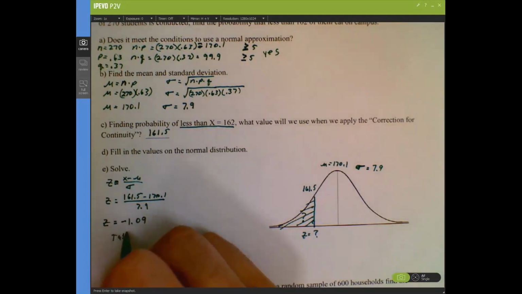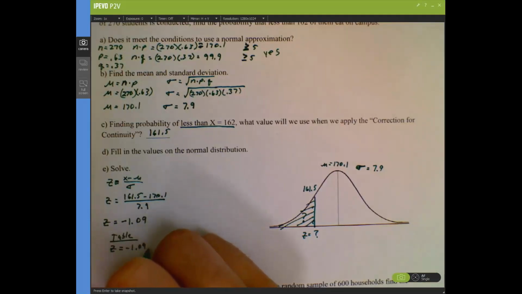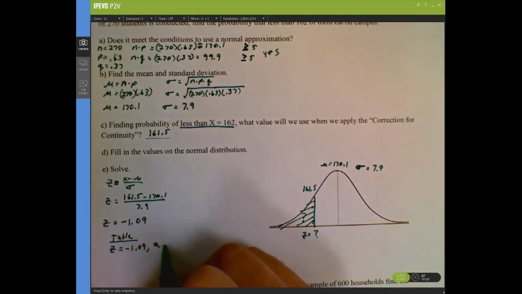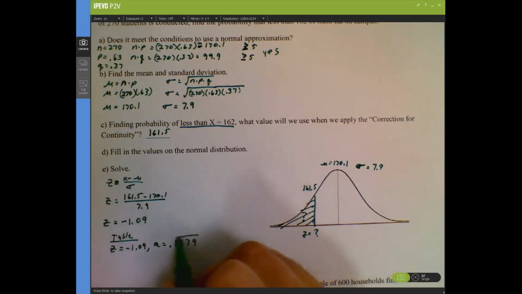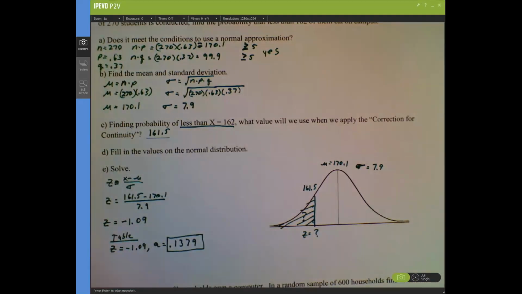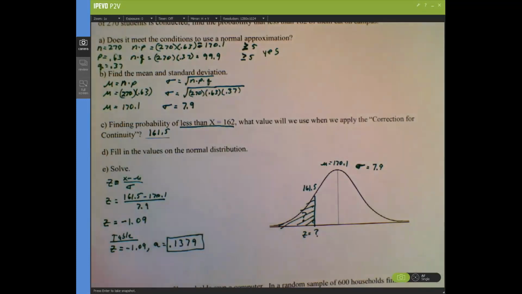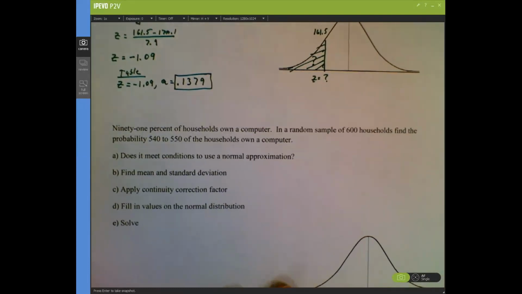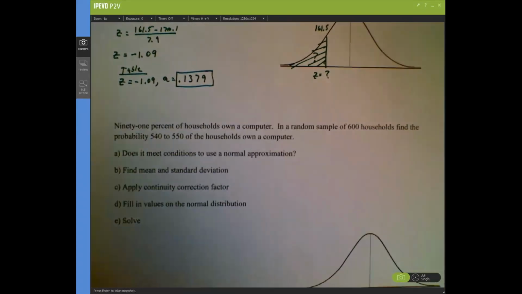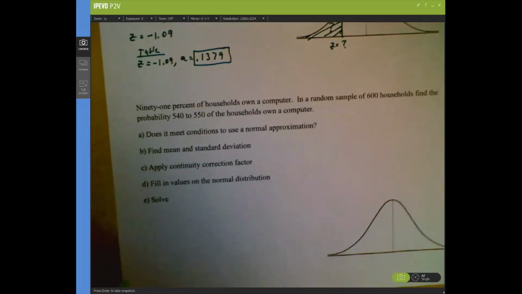Okay, we're ready to go to the table. We go to the table with a z-value of negative 1.09. We locate the area value associated with it, which is 0.1379. So that is our approximate probability that less than 162 of these college students eat on campus. All right, you go through the steps on the next one and see if you can get it. And then we'll discuss it together.